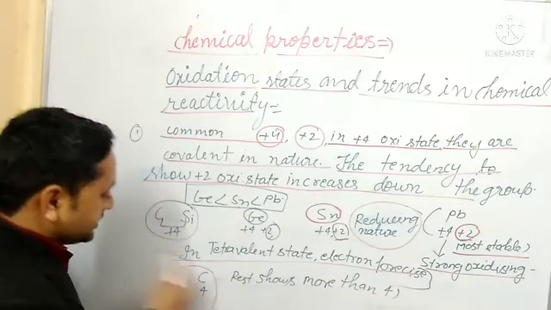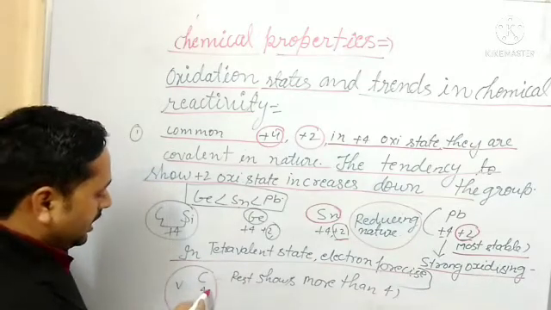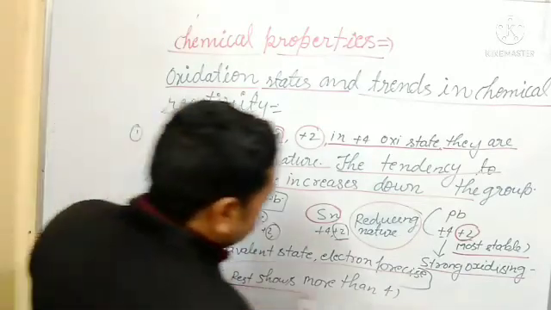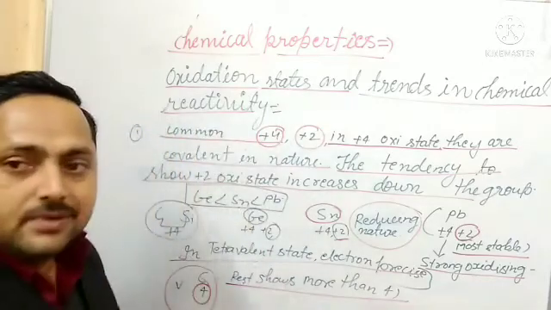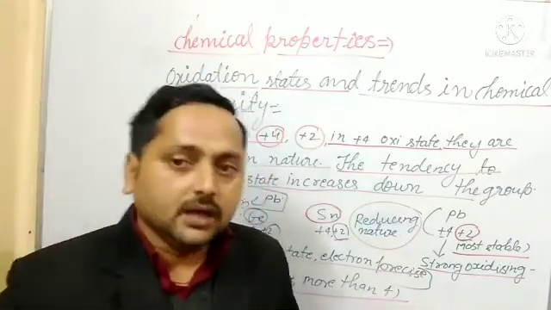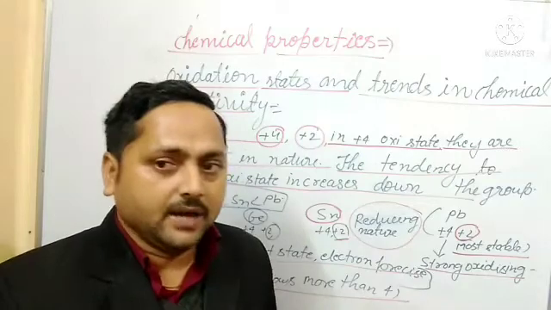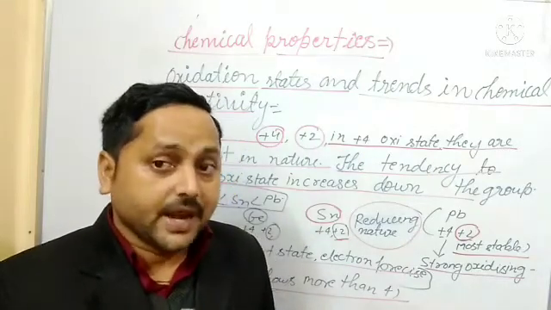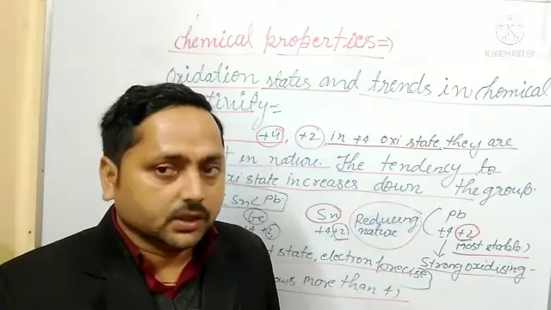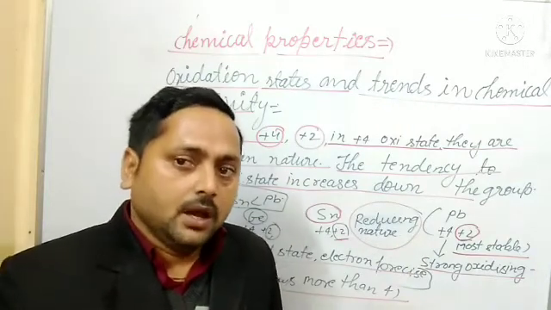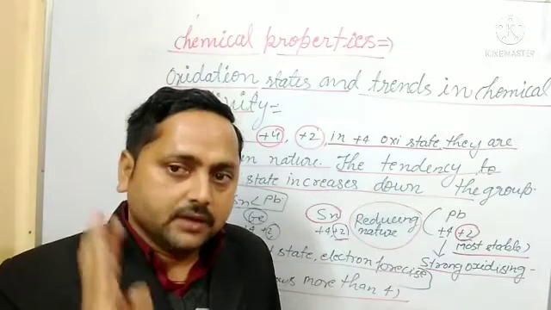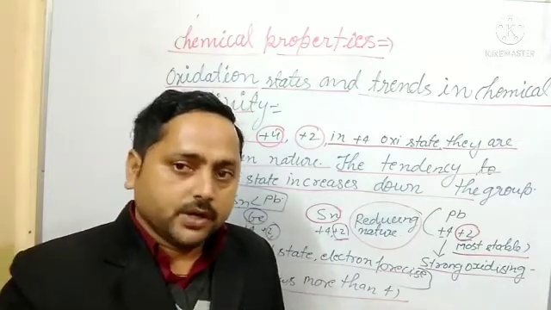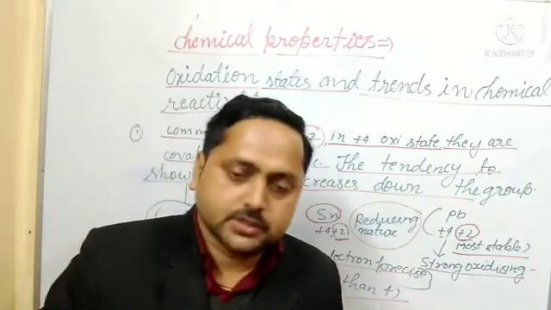Another very important point: in this group, carbon is the only element that shows covalency 4 only. The rest of the elements show more than 4 valency because of the availability of d and f orbitals. In carbon there is no d orbital, so it doesn't extend its valency beyond 4. The rest of the elements can extend their valency and form compounds with coordination number more than 4. Okay students, so this is the point.